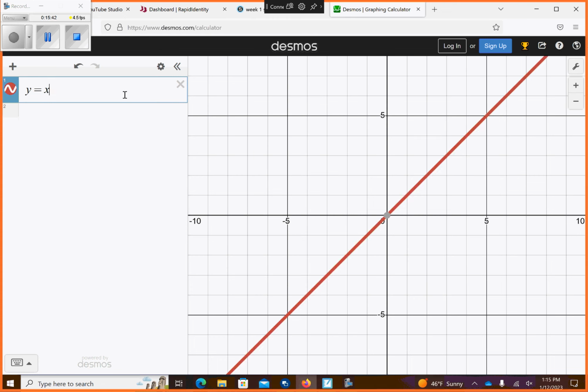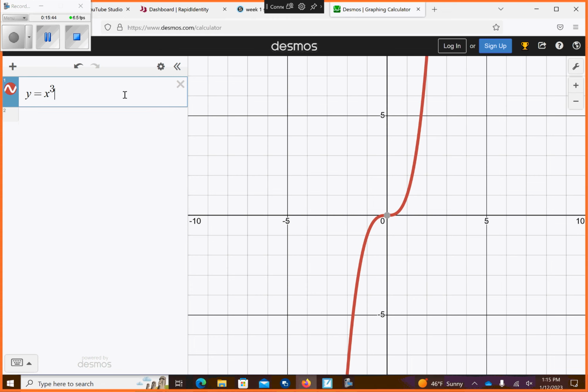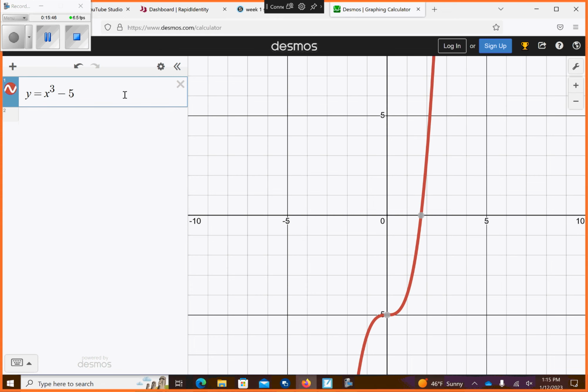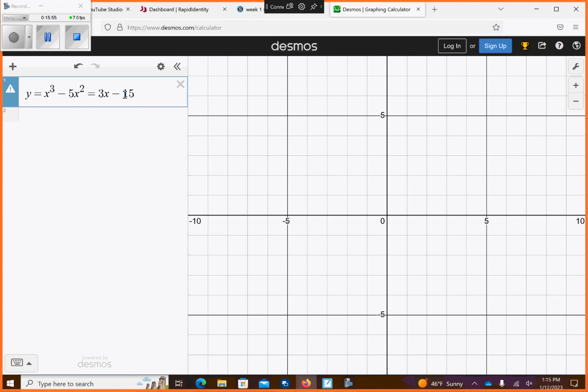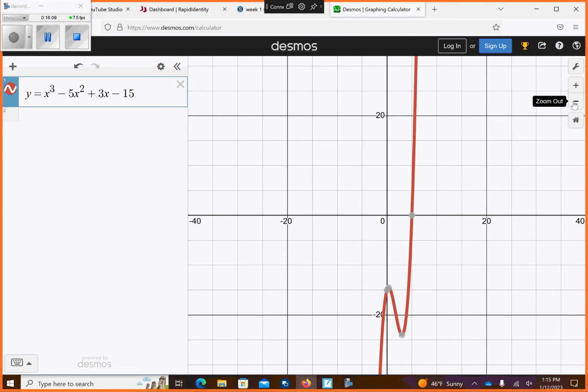And so I have x raised to the third minus 5x squared plus 3x minus 15. Now, some of you might have been able to look at this and say, I can see that I could have probably done this by factor by grouping. And I'm pretending that we don't know what factor by grouping means at this point. Okay? So I see that it's doing this, and I'm just going to zoom out.